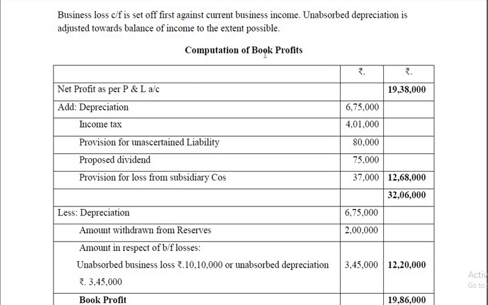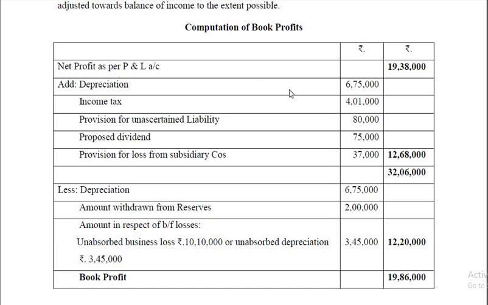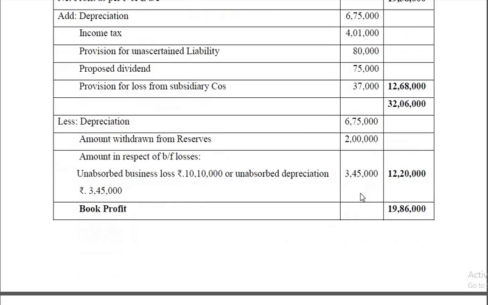Okay, now computation of book profit. I have already explained all these things. So 19,38,000, and all these items are to be added back. Remember, depreciation of 6 lakhs, the same thing should be deducted, not the depreciation allowed under section 32. That is not to be taken. Only you have to exclude depreciation on revalued assets, but here it is not applicable. Therefore, what is added, the same amount is deducted. This point you have to remember very well.